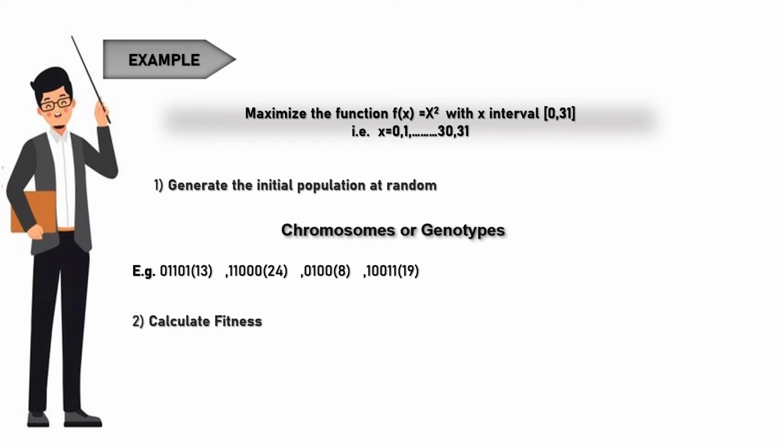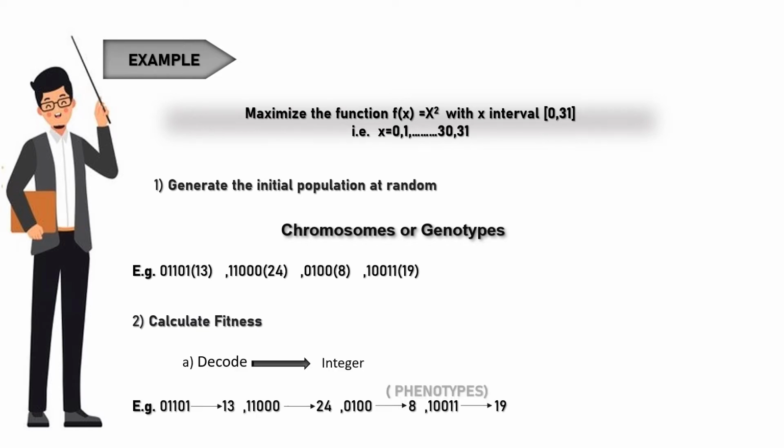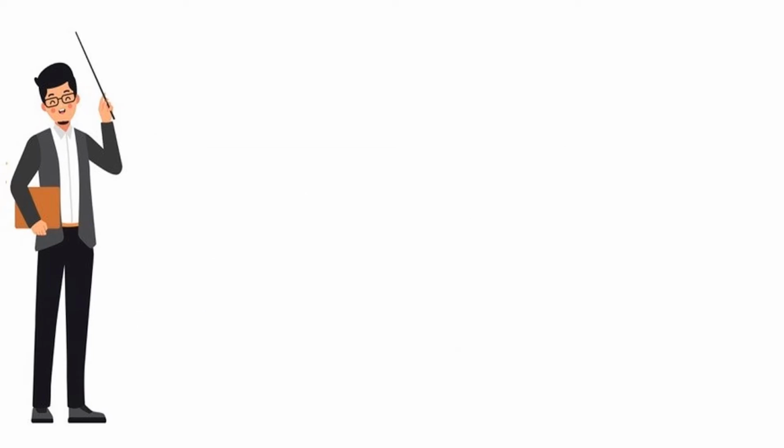In the calculation process, first we need to decode the binary numbers into integers. These are called phenotypes. Next is to evaluate the fitness from the above function, that is f of x is equal to x square. Here we find the fitness values of all the random population.